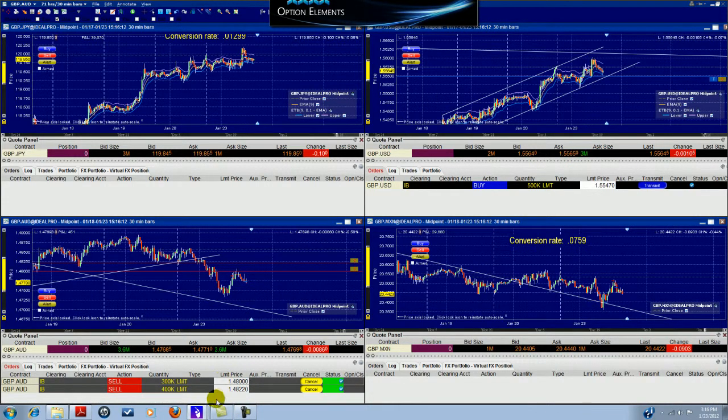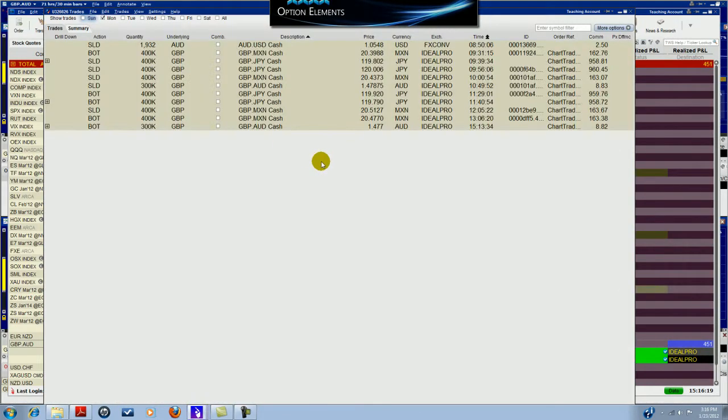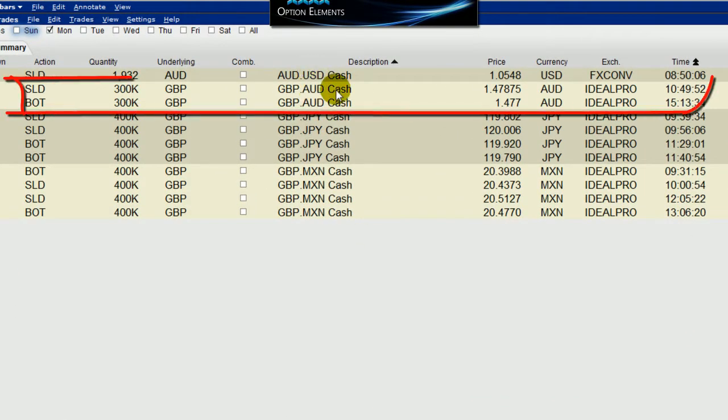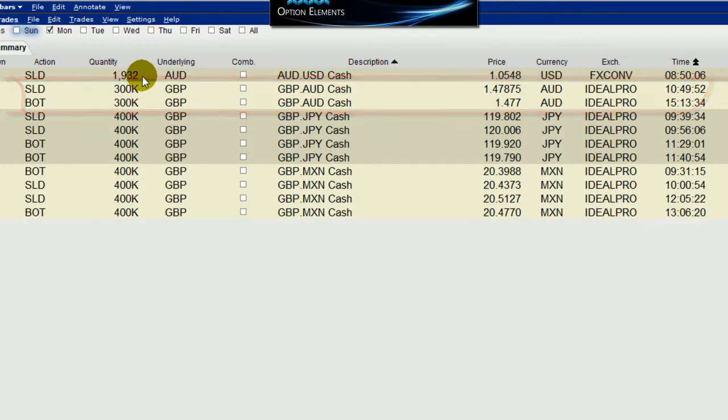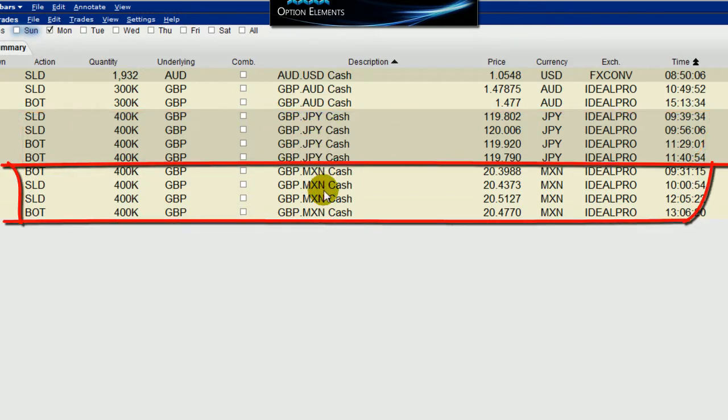Actually, I'm back again. What I forgot to do was show you the trade log for the day. So this is the PS. Here we go. Okay, there's the trade log for today. This is the Australian dollar. This top line here was a currency conversion where we sold 1,932 units. Don't worry about that. Here's our British pound Australian dollar trade. Here's our 2 Japanese yen trades, and here is our 2 Mexican dollar trades.